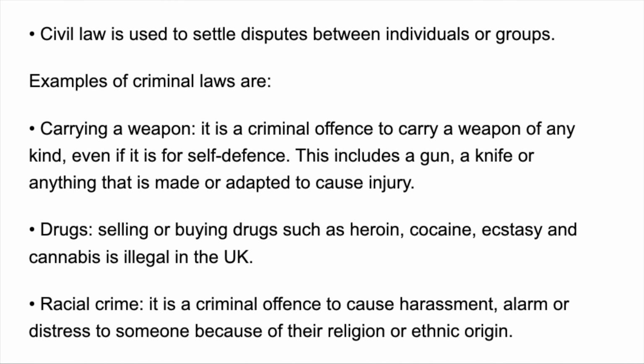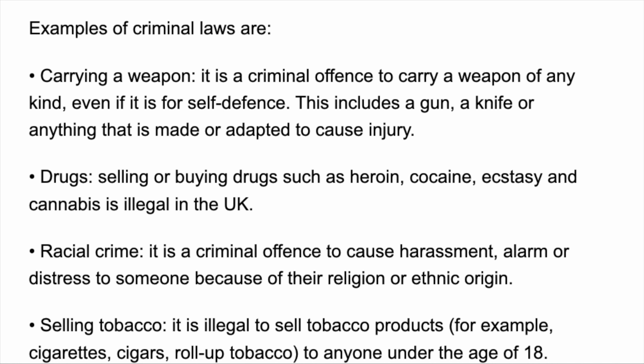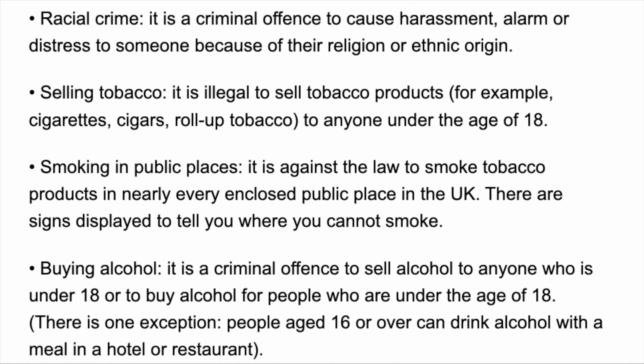Examples of criminal laws. Carrying a weapon: it is a criminal offence to carry a weapon of any kind, even if it is for self-defence. This includes a gun, a knife, or anything that is made or adapted to cause injury. Drugs: selling or buying drugs such as heroin, cocaine, ecstasy, and cannabis is illegal in the UK. Racial crime: it is a criminal offence to cause harassment, alarm, or distress to someone because of their religion or ethnic origin. Selling tobacco.